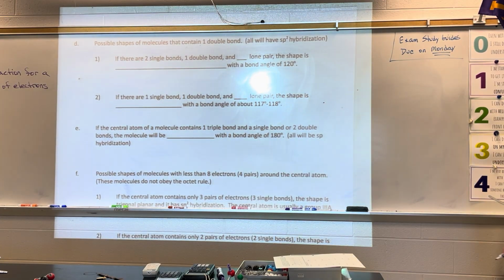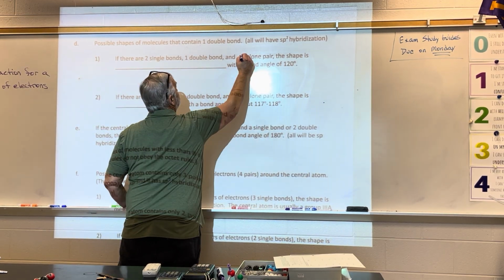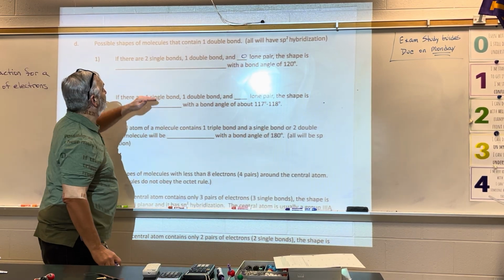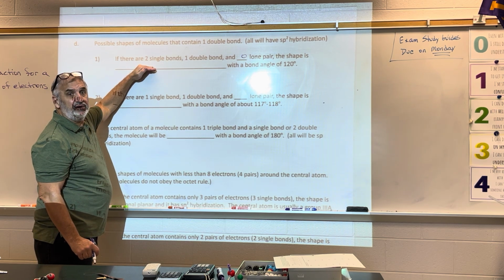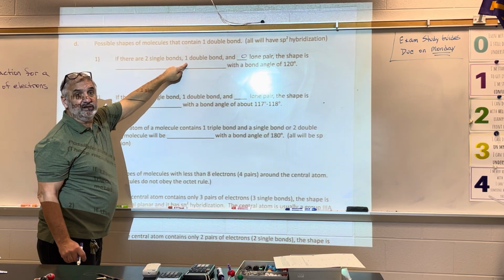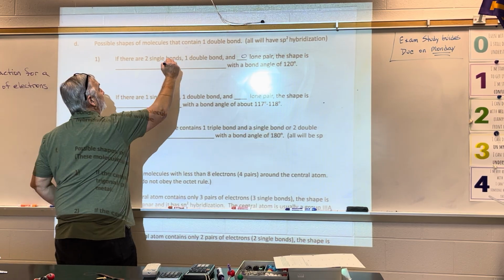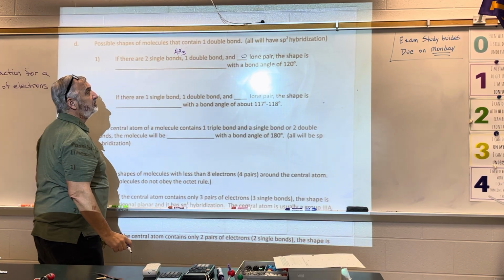Okay? If there's 2 single bonds and 1 double bond and 0 lone pair, okay? 2 single bonds and 1 double bond, what's my AX formula going to be? AX3. 2 single bonds, 1 double bond. AX3. 3 bonds still. What's the shape going to be?